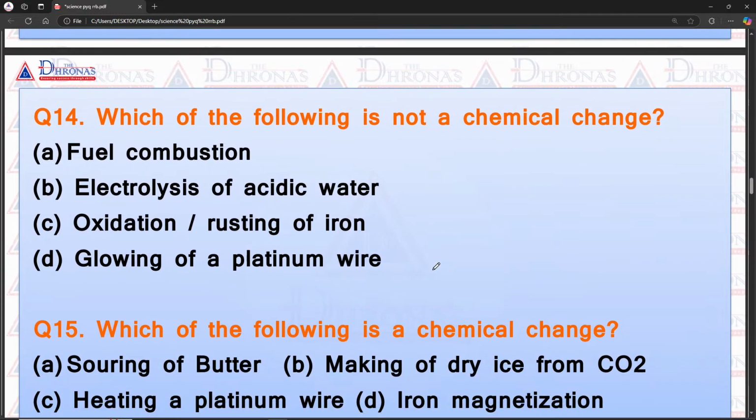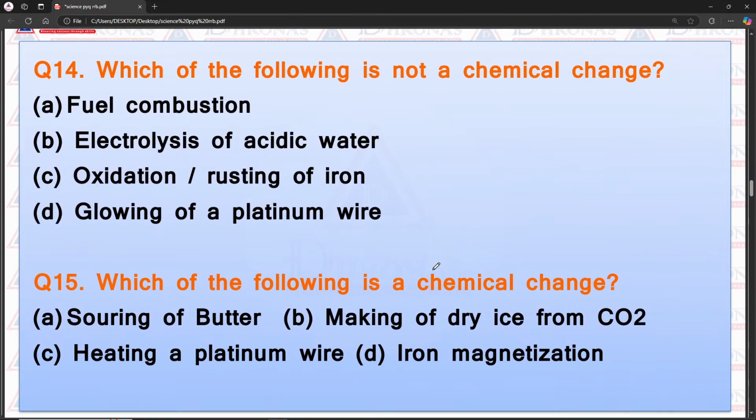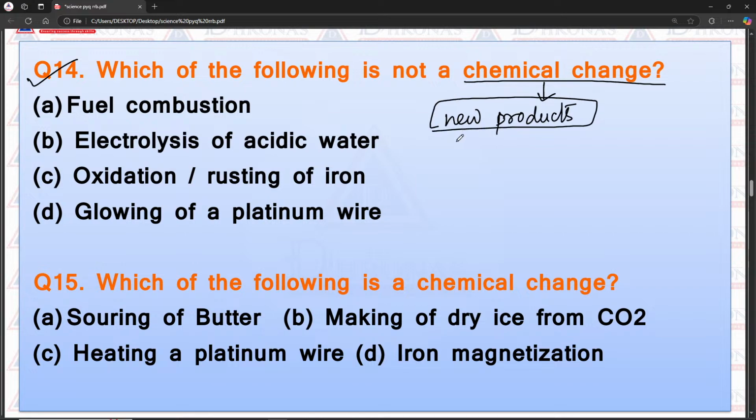Next one is question number 14. Which of the following is not a chemical change? So chemical change means what? Chemical change means you will always get some new product. Whatever the reactants are, you will get a new product and then a new compound.